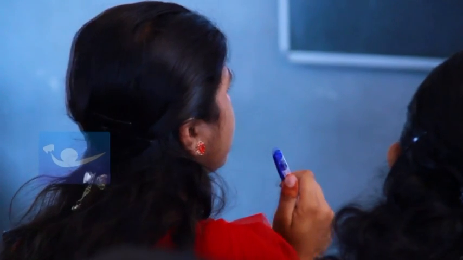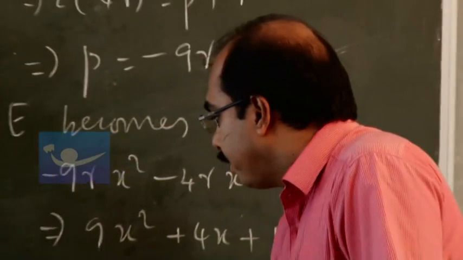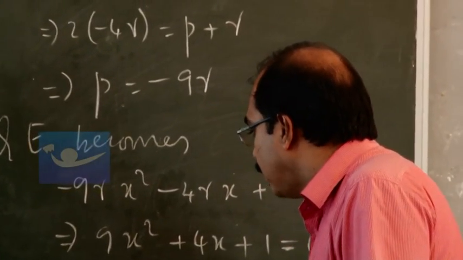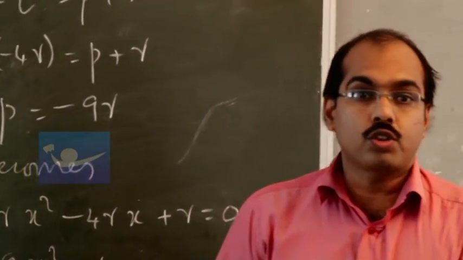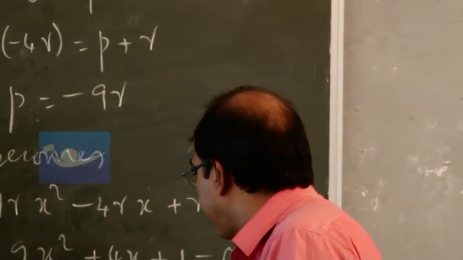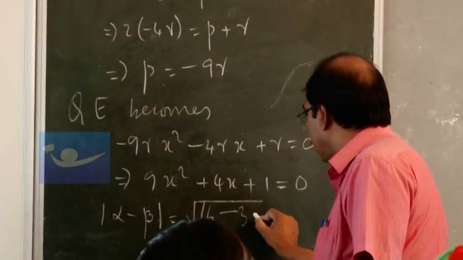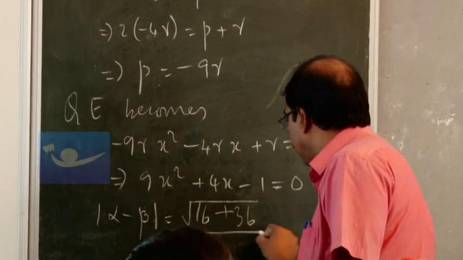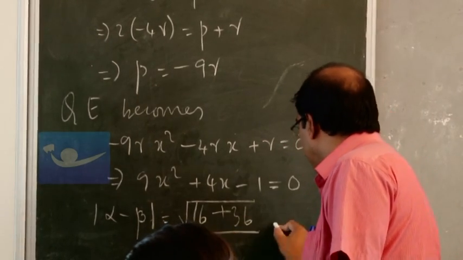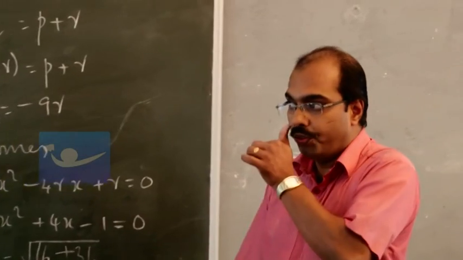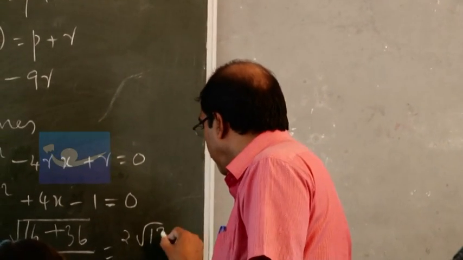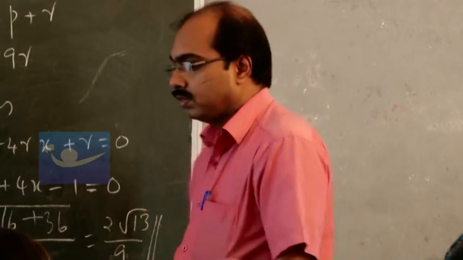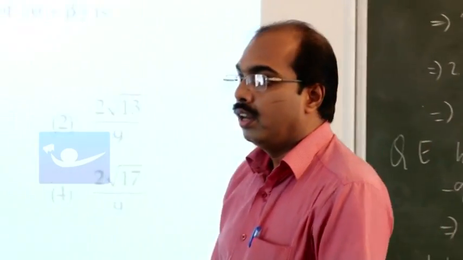Now, what are we asked to determine? The difference of the roots. The difference of the roots can be obtained by the formula that I have told you: root of b square minus 4ac divided by mod a. What is that? Root of this is plus 1, sorry, mod a is 9. So it is root 52. Root 52 is nothing but 2 root 13, divided by 9, is the required answer.